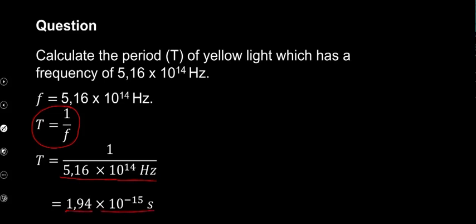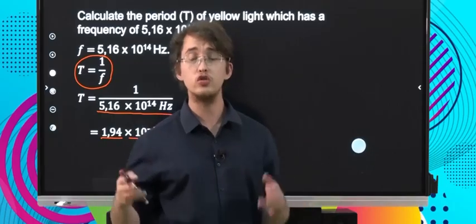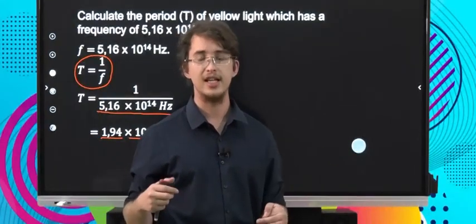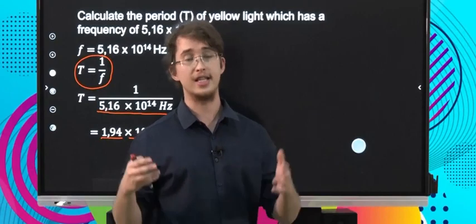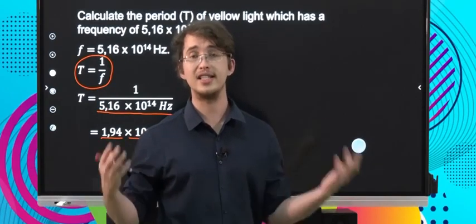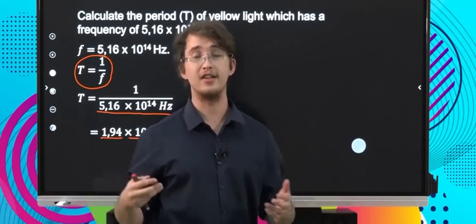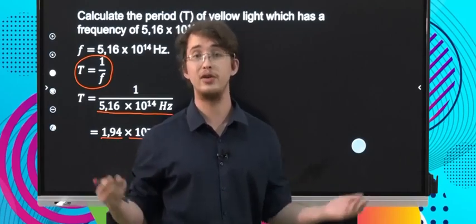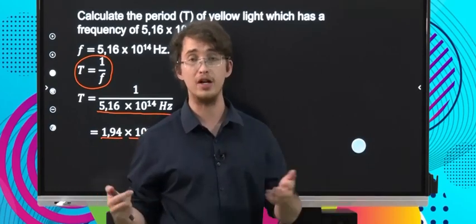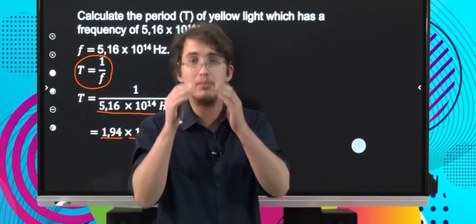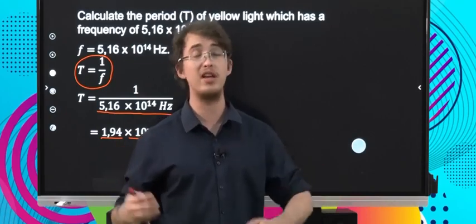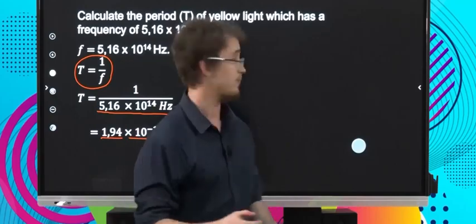Now that's an extremely small period. 10 to the minus 15 seconds is far smaller than a billionth of a second. So what does that tell us? Well, it tells us that the frequency of this light is not only very high, but the time it takes for each wavefront to pass a particular point is extremely small, a smaller amount of time than most of us would ever really be able to understand.